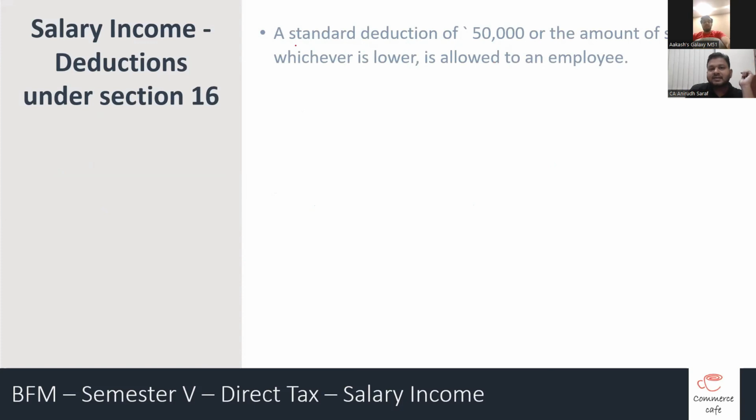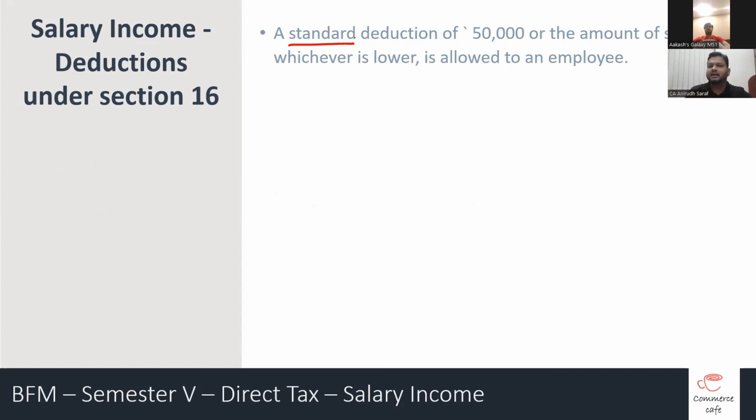Standard deduction, why is it called standard? Because there are no conditions. It is the same for everybody. Whether you are earning a small salary or a big salary, whether you're a government employee, central government, state government, or a private company employee, doesn't matter. This standard deduction is available to everybody.